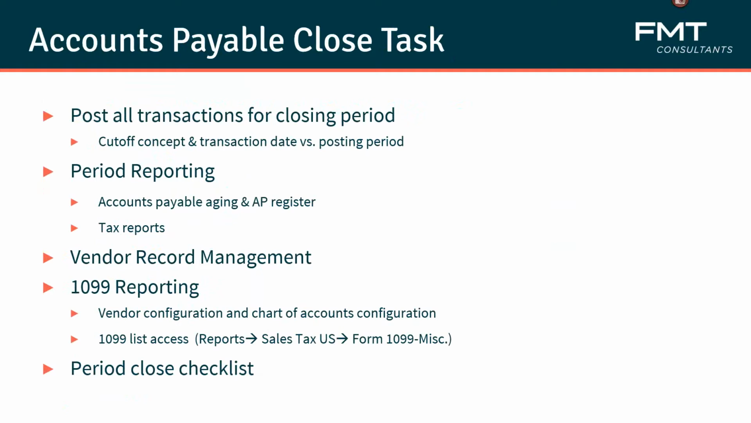Next, we can review the 1099 reporting that occurs after all transactions have been posted for the period. In order for a vendor to appear on the 1099 reports, they must be configured as follows. The vendor record must be marked as 1099 eligible, and you must provide an EIN or a tax ID number in the EIN/tax ID field. Secondly, the chart of accounts must be configured for 1099s, specifically the 1099 box related to that chart of accounts. To access 1099 reports, navigate to Reports, Sales Tax US, and then Form 1099 MISP and Form 1096.